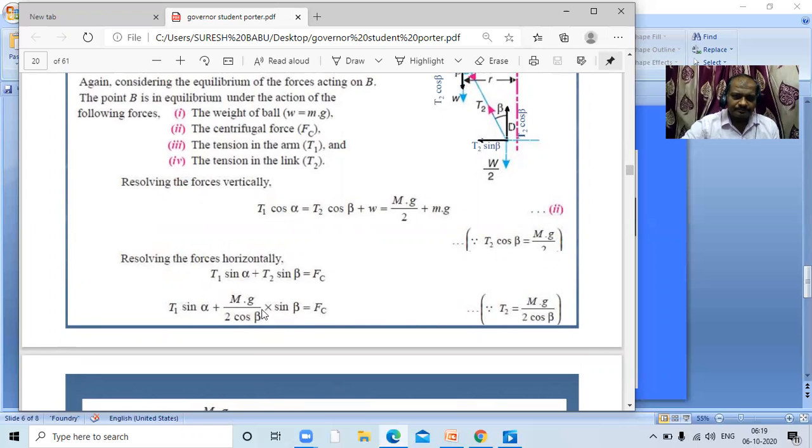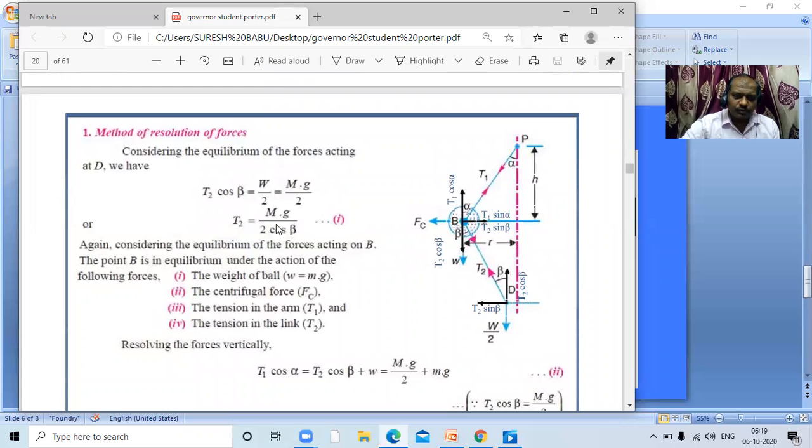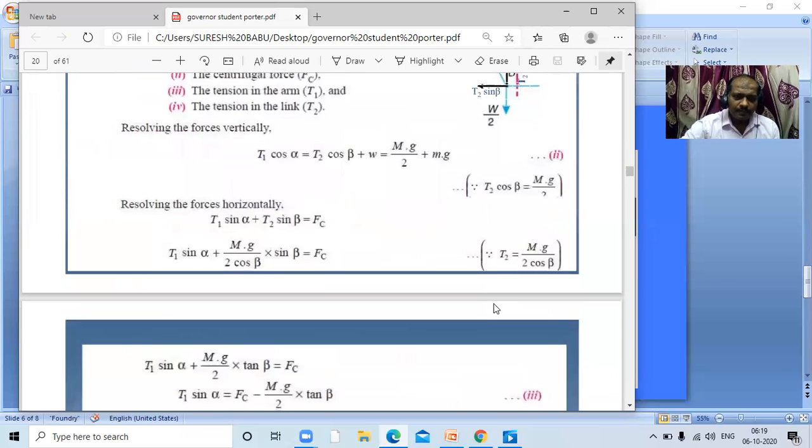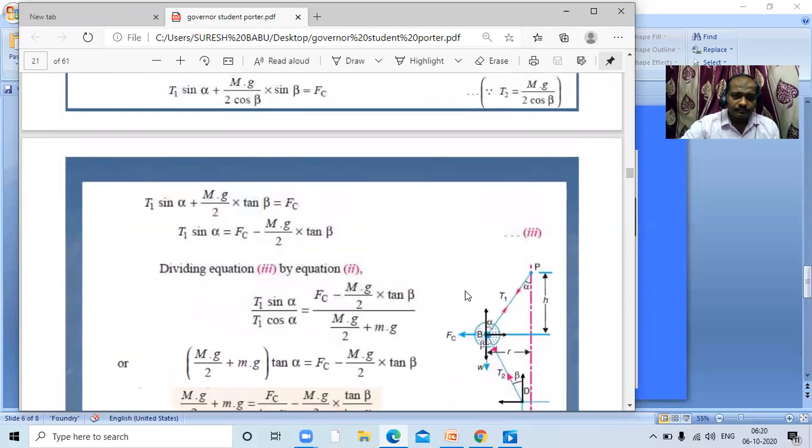Why? Because the T2 value is equal to mg by 2 cos beta, from equation 1, because by considering the forces at D, we have got that value. Next, T1 sin alpha is equal to Fc minus mg by 2 into tan beta. This is equation 3, because sin beta by cos beta is equal to tan beta.